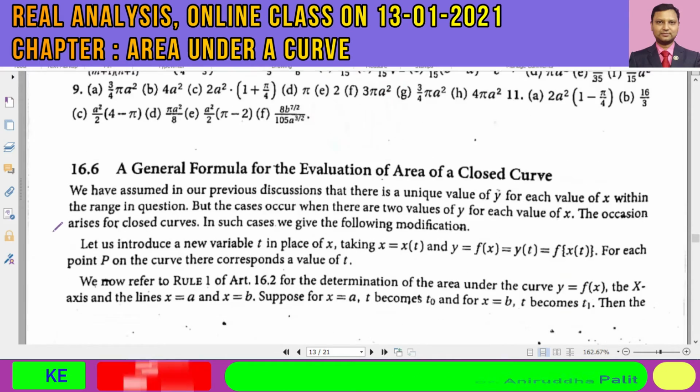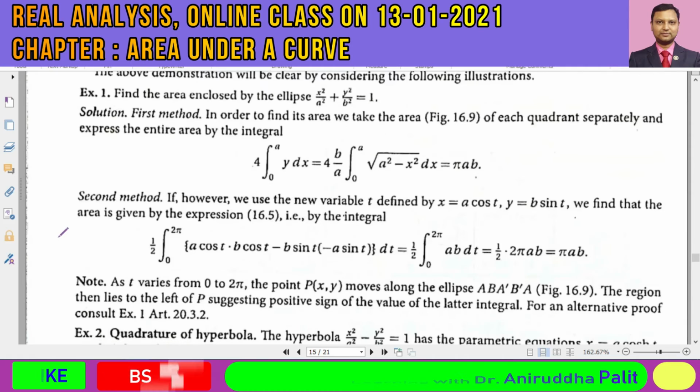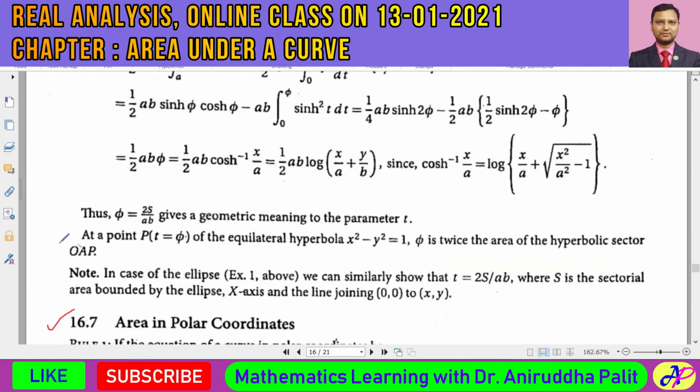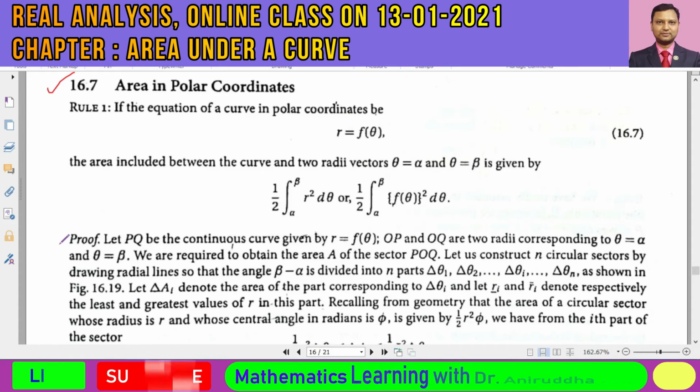Now, in this second portion, we will have to know how to find out the area of a curve if the curve is given in terms of polar coordinates. We discussed more or less different kind of curves. Sometimes the curve is given in terms of Cartesian coordinates. Sometimes the curve is given in parametric form. But if the curve is given in terms of polar coordinates, meaning r, the radius vector, and theta, the vectorial angle.